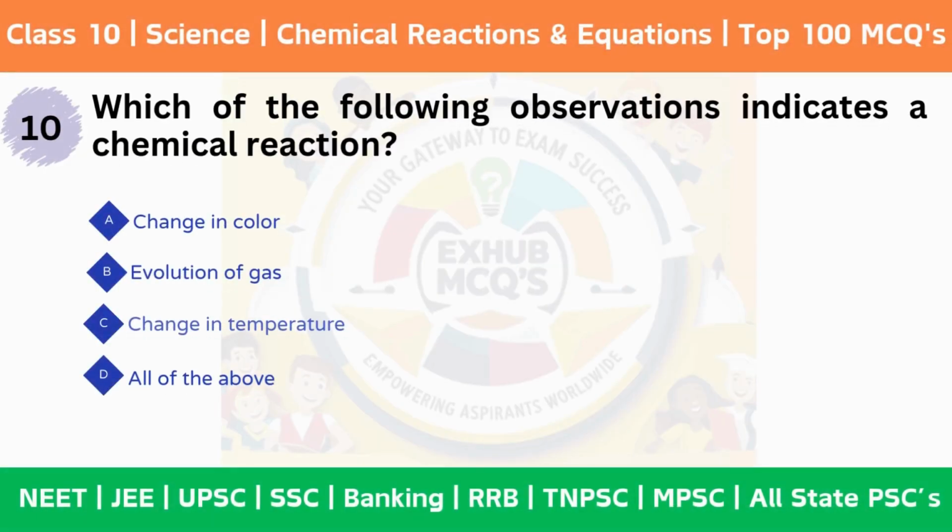10. Which of the following observations indicates a chemical reaction? Option A, change in color. Option B, evolution of gas. Option C, change in temperature. Option D, all of the above.